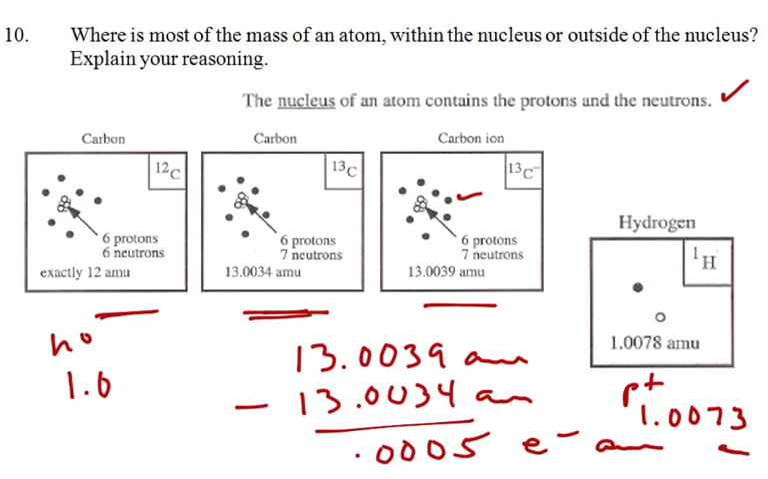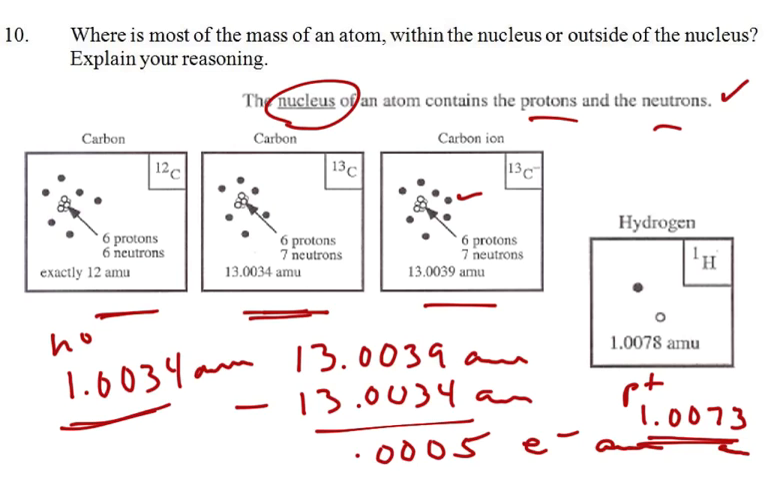So 1.0034 AMUs would be a neutron. So for any atom, since the nucleus contains the protons and the neutrons, and protons weigh a little bit more than 1 AMU, neutrons weigh a little bit more than 1 AMU, and electrons weigh 0.0005 AMUs, then we can say definitely that most of the mass of the atom is within the nucleus where we have the protons and neutrons.